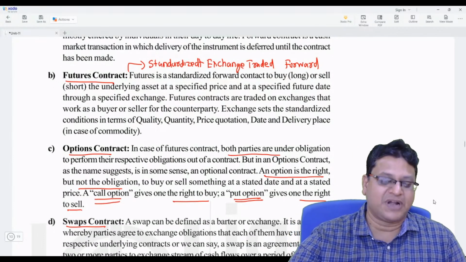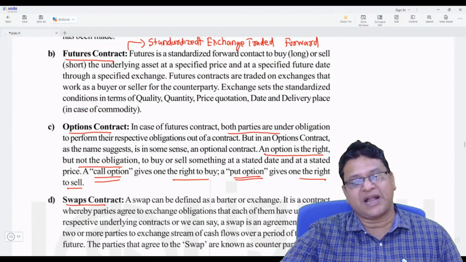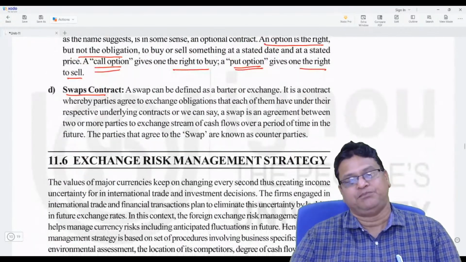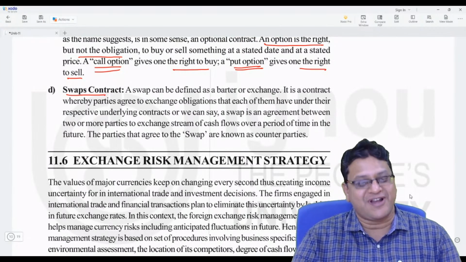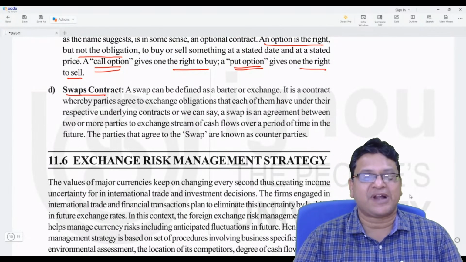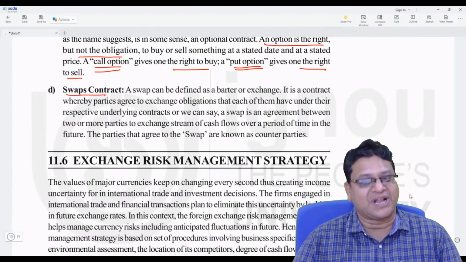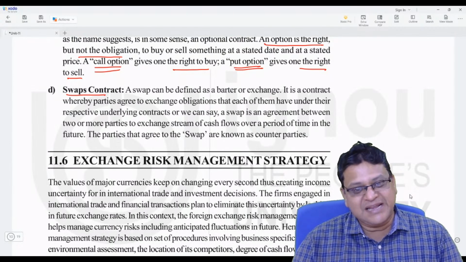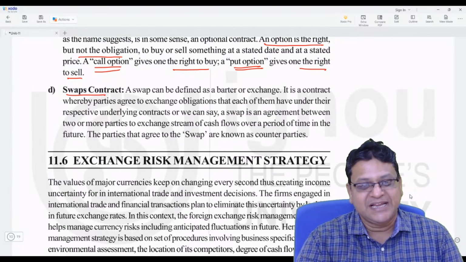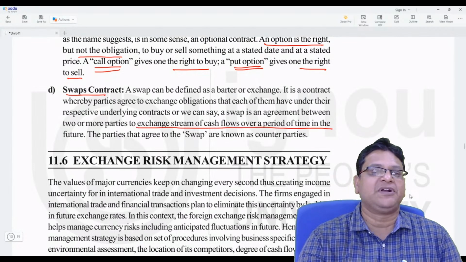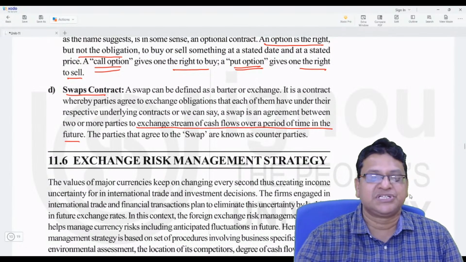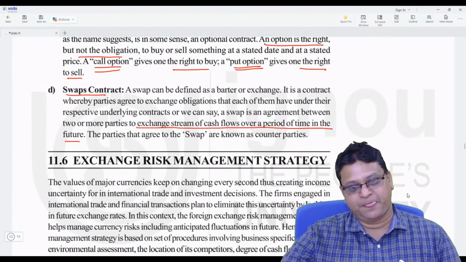This is option contract. Then there is swap contract. What is swap? Swap is a bundle of forward contracts put in one contract. That is known as swap contract. It is a string of forward contracts. It is an agreement where parties agree to exchange a stream of cash flow over a period of time in the future. This is known as swap contract.